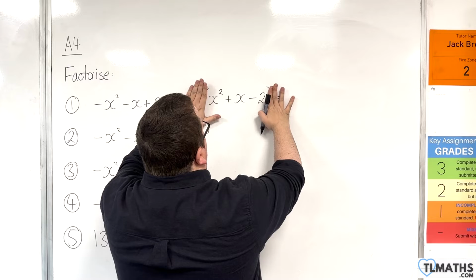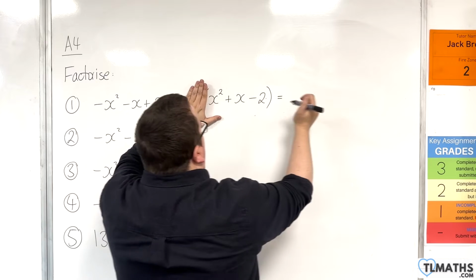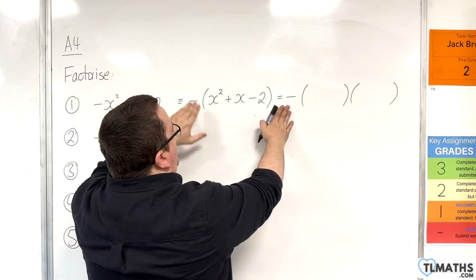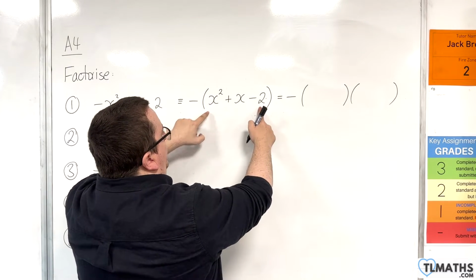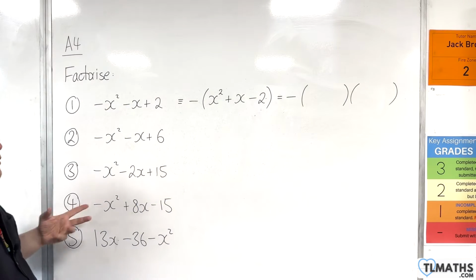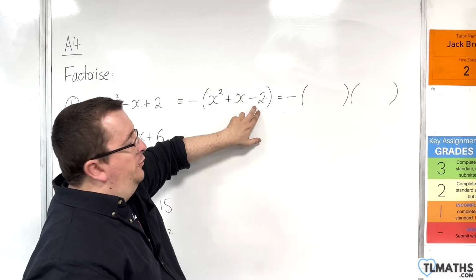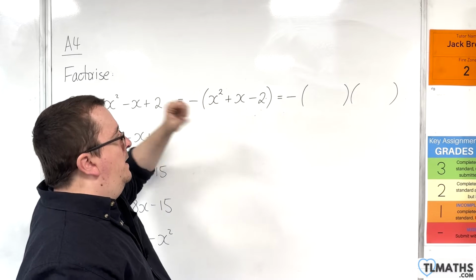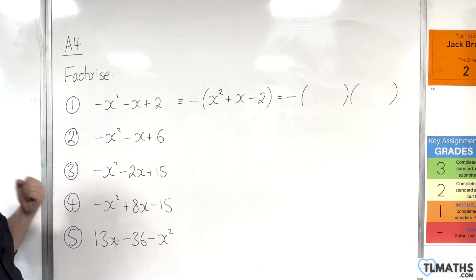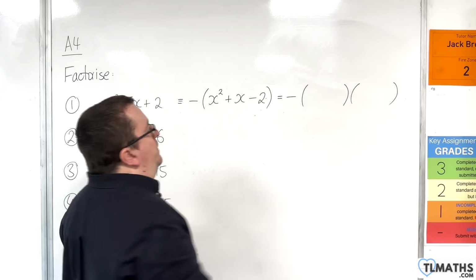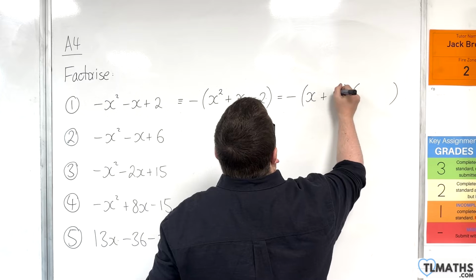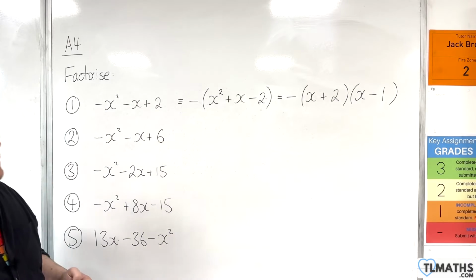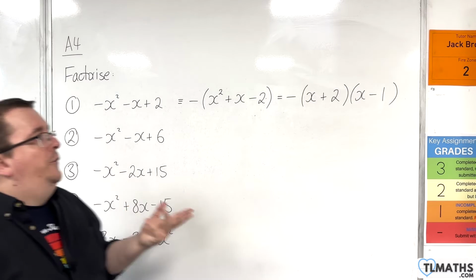I would then factorise this quadratic as it stands. So I've still got the minus sign, but I'm not going to be worried about the minus sign. I'm just factorising what's inside there. So I would be looking at 2 numbers that multiply together make minus 2, but add together to make 1. That would be 2 and minus 1. So x plus 2, x minus 1. And now it is factorised.